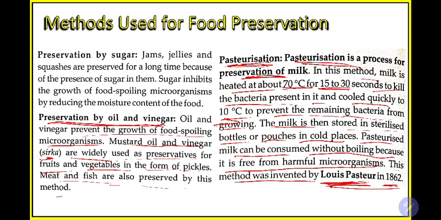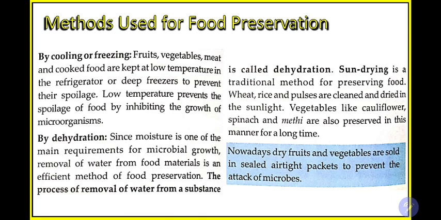Okay, remember this. There are other techniques also, such as cooling or freezing. Fruits, vegetables and meats are kept at low temperature in refrigerators and deep freezers to prevent the spoilage of food. Low temperature prevents the spoilage of food.